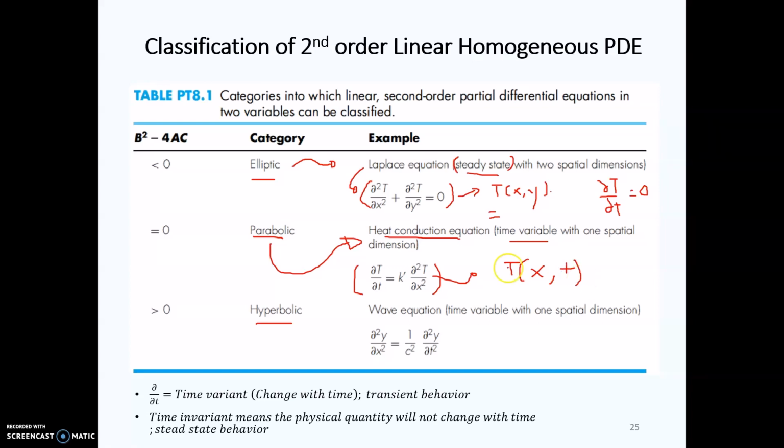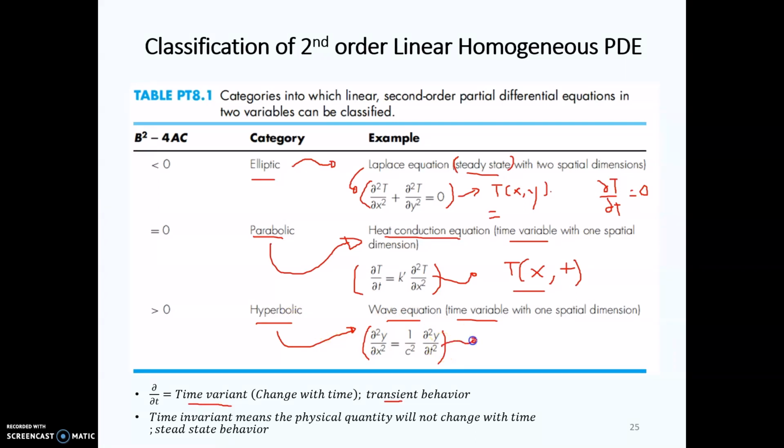Since the temperature will change with respect to time, in this case we call it the time variant case. The temperature that you find from this PDE problem is transient and it will change over time. Hyperbolic PDE is also similar to the parabolic PDE here, where the physical quantity is time variant. The wave equation here is one of the examples for the hyperbolic PDE.